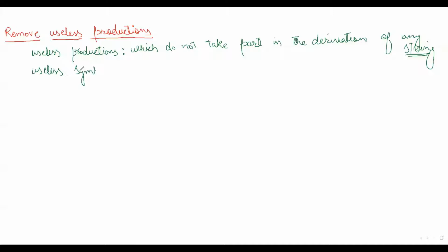Like useless productions, we have useless symbols. So what will be useless symbols? So like useless productions, we can say useless symbols will be symbols which do not take part in derivation of any string. Same definition. Okay. Now a useless symbol. Useless symbols are of two types. One is called a non-generating symbol.